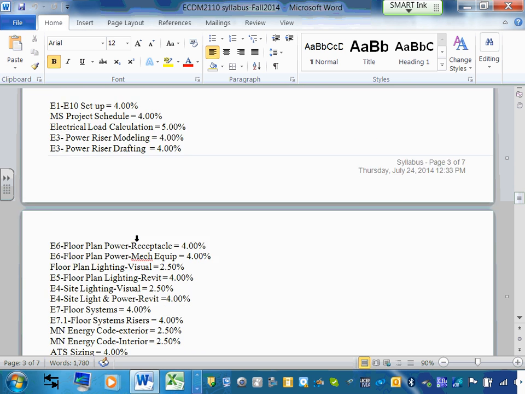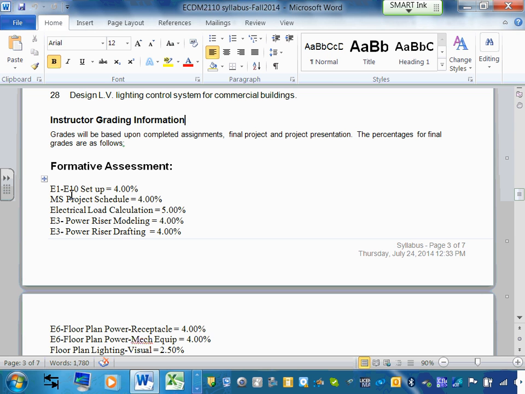Grading. How am I going to grade you in this project? Please look at the grading. So, E1 through E10 setup. When I told you guys next week we're going to be setting up E1 through E10, 4 points out of your final grade is going to be dedicated to doing the sheets, basically setting up the sheets. Am I making sense, guys?